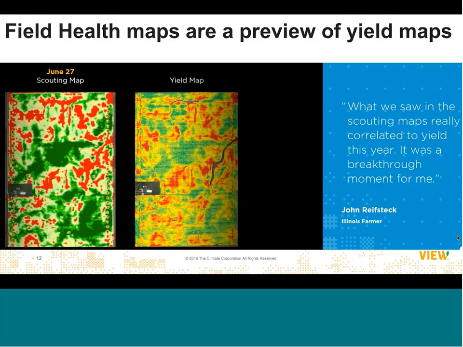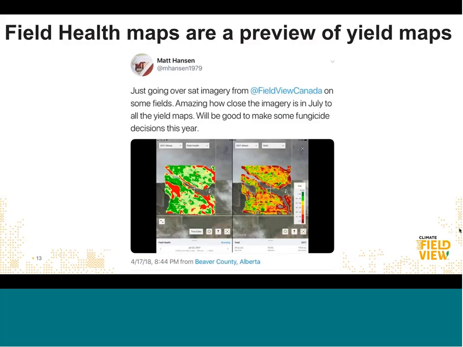And we see that over and over again, that you can look at the images that are coming through in late June and early July, and very frequently they are going to be a preview of your yield map. And there's a lot of things that you can do with that, especially when it comes to late season fertility that you might be putting on, planning for grain sales, things like that. And I'll talk a little bit about that in the product here as well.